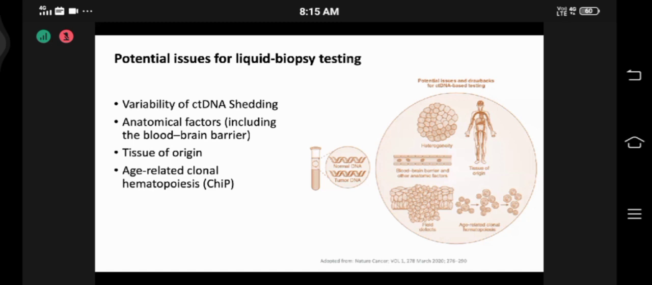And this is because one needs to understand there is variability in ctDNA shedding. Not all tumors shed well. A prostate, a pancreas doesn't shed so well. A lung sheds really well. A GBM sometimes cannot shed into the blood because of the blood-brain barrier. Tissue of origin matters. And then as age happens, there is something called CHIP, or clonal hematopoiesis of indeterminate potential. That means there are some mutations with older age which will be picked up in a liquid biopsy. They are not cancerous mutations. So one needs to distinguish this when we see a report.